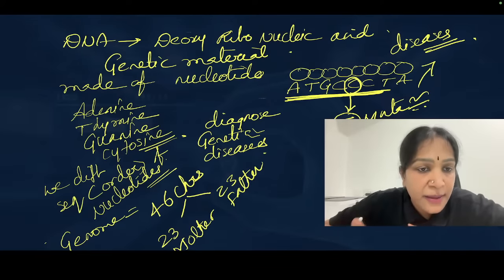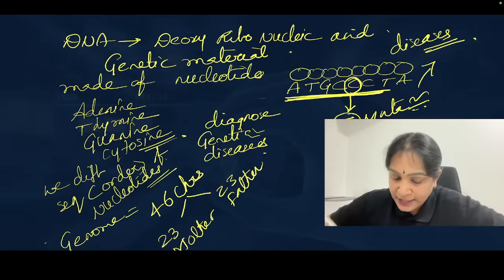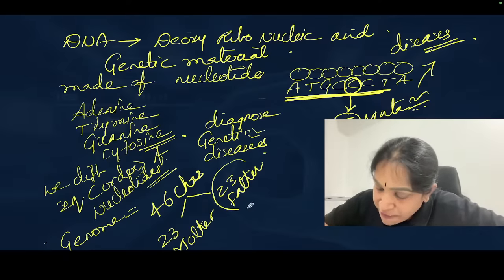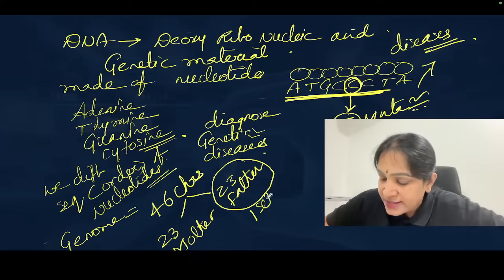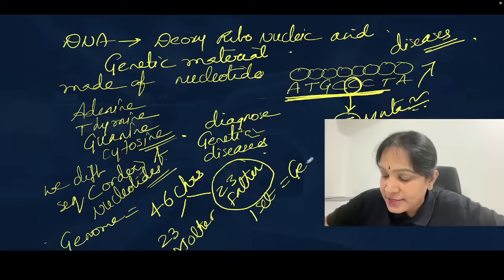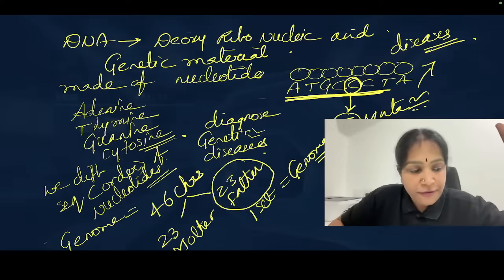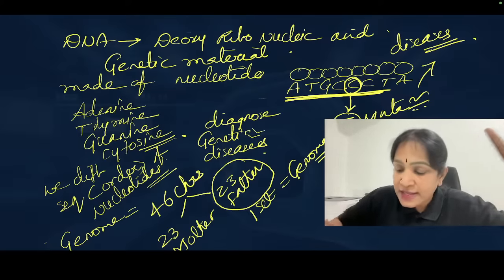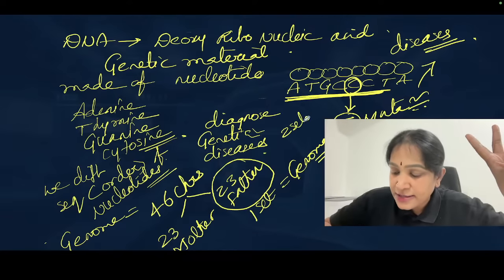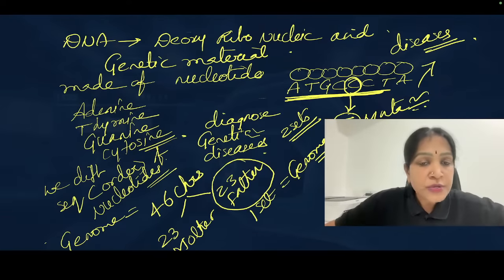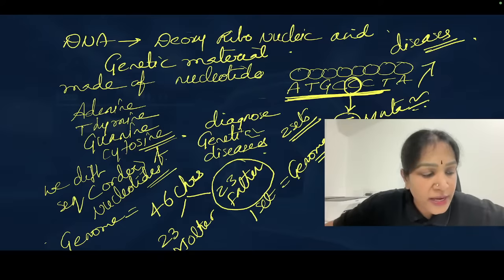So we say 23 pairs of chromosomes. Is it clear? Then in this, one set is called a genome. We have 2 sets, isn't it? And one set is called a genome. Is that clear? So one genome is equal to how many chromosomes?